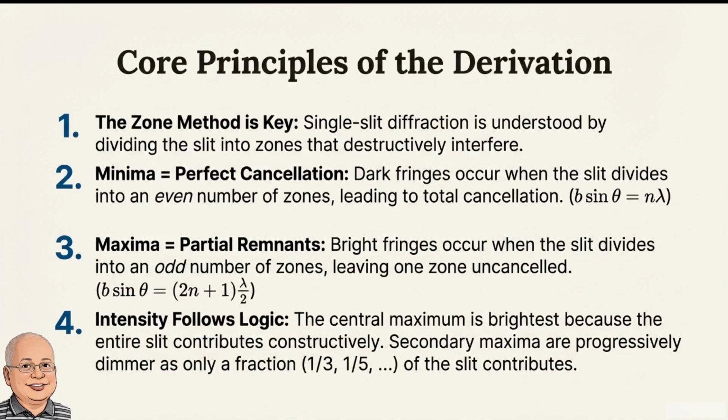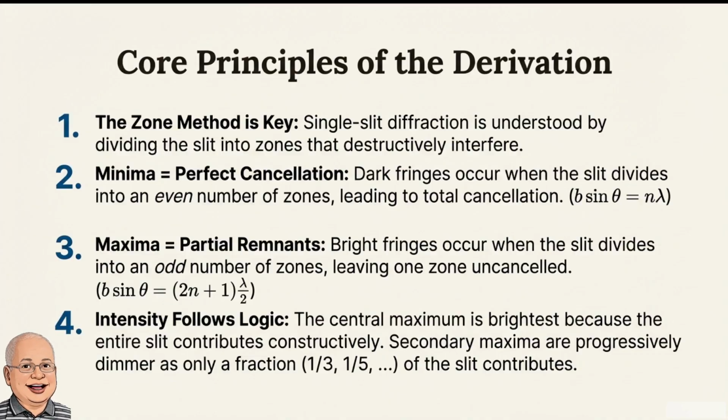So what is the core principle of the derivation that we have done here? The zone method is the key here. Single slit diffraction is understood by dividing the slit into zones that destructively or constructively interfere. Minima is perfect cancellation. Dark fringes occur when the slit divides into an even number of zones. That leads to total cancellation. So b sin theta is equal to n lambda.